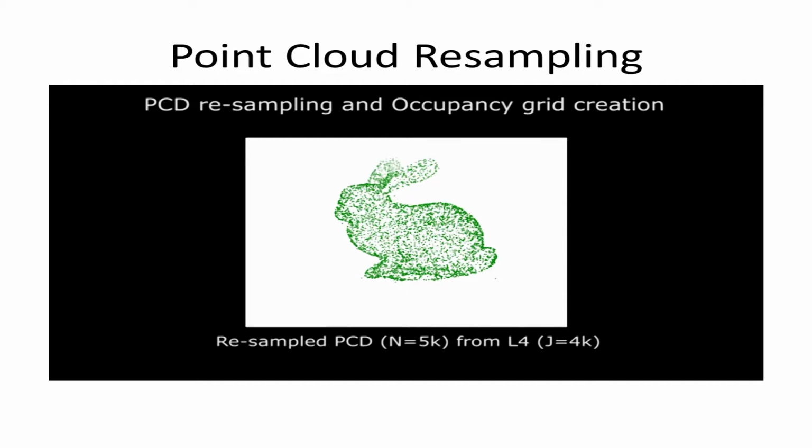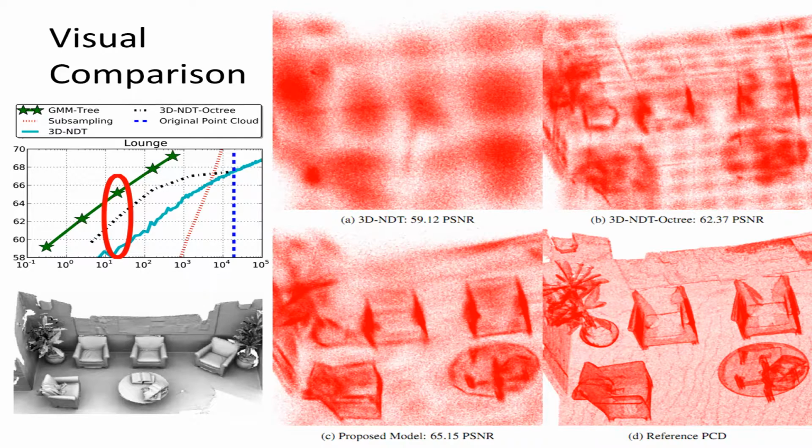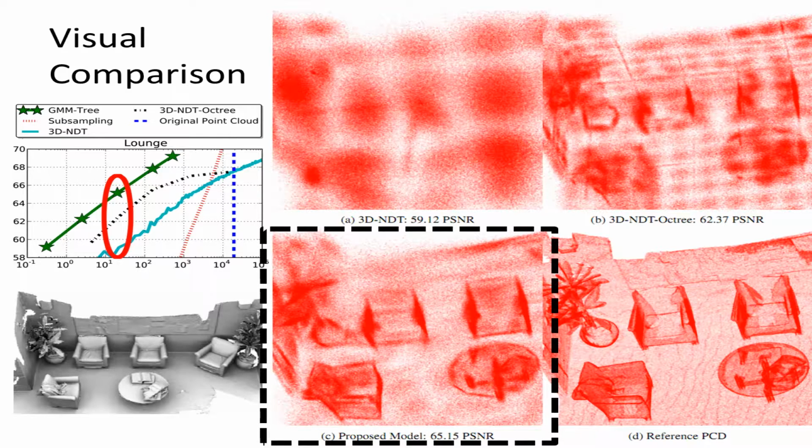We can also use this resampling technique in order to visually compare other probabilistic generative models for representing point cloud data. Here we have a scene of a lounge taken with a Kinect. By taking samples from similar generative models, we can clearly see that our proposed model does a much better job at faithfully recreating the geometry of the scene.